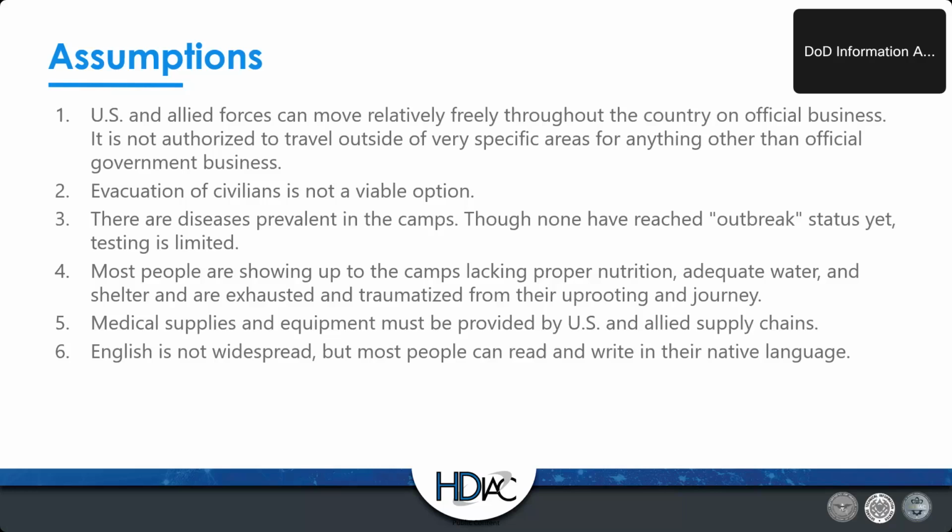We did say that medical supplies and equipment, for the most part, must be provided by U.S. and allied supply chains. The host nation supply chain is very weak, so you're relying on your own supply chain, what you can provide, as well as some of the NGOs. And then lastly, English is not widespread, but most people can read and write in their native language.